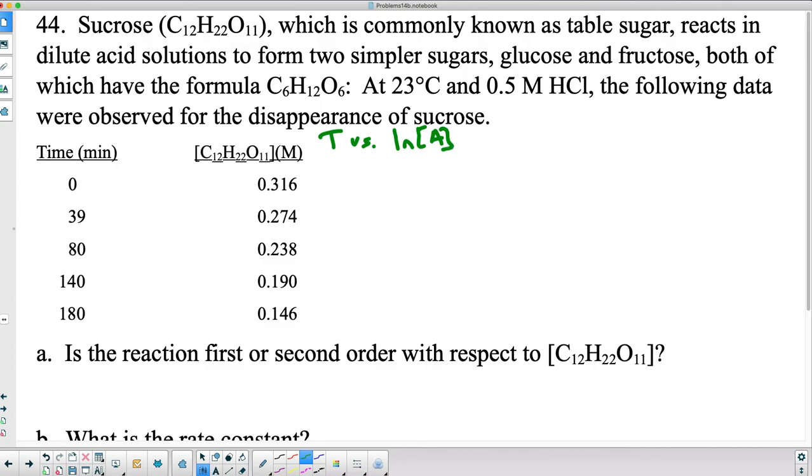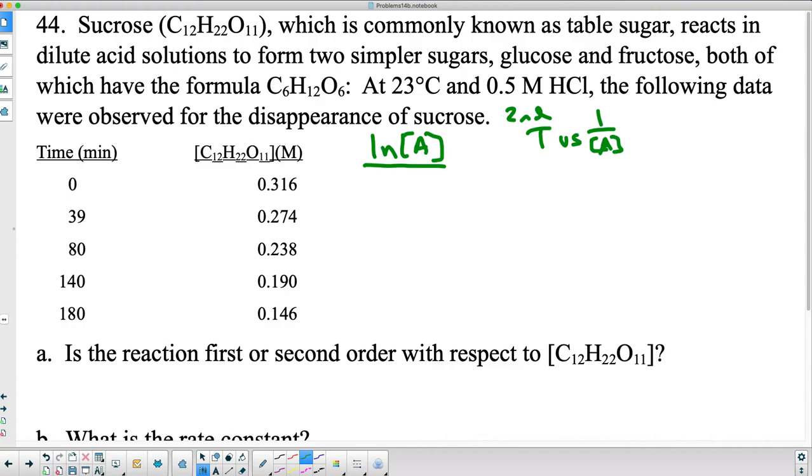If it's second order, that's first order by the way, if it's second order, then I'm looking for a straight line for time versus 1 over the concentration, like that. That's a little A inside the brackets. There we go. Good enough. So what I'm going to do then is graph the values. I already have time, I have concentration, so I might as well do the natural log of the concentration here.